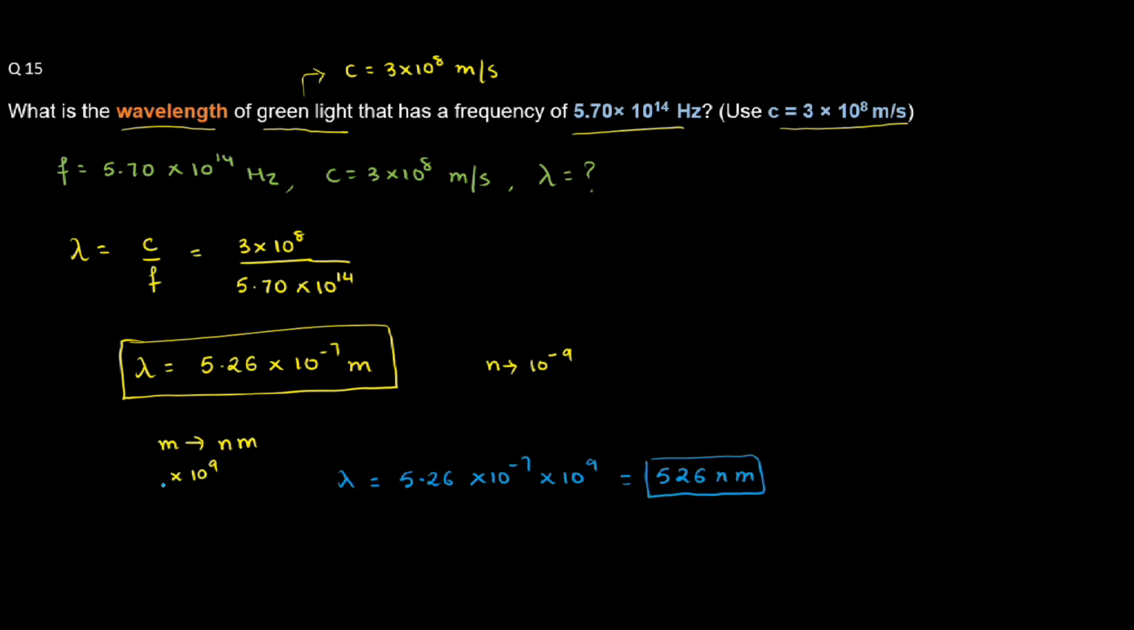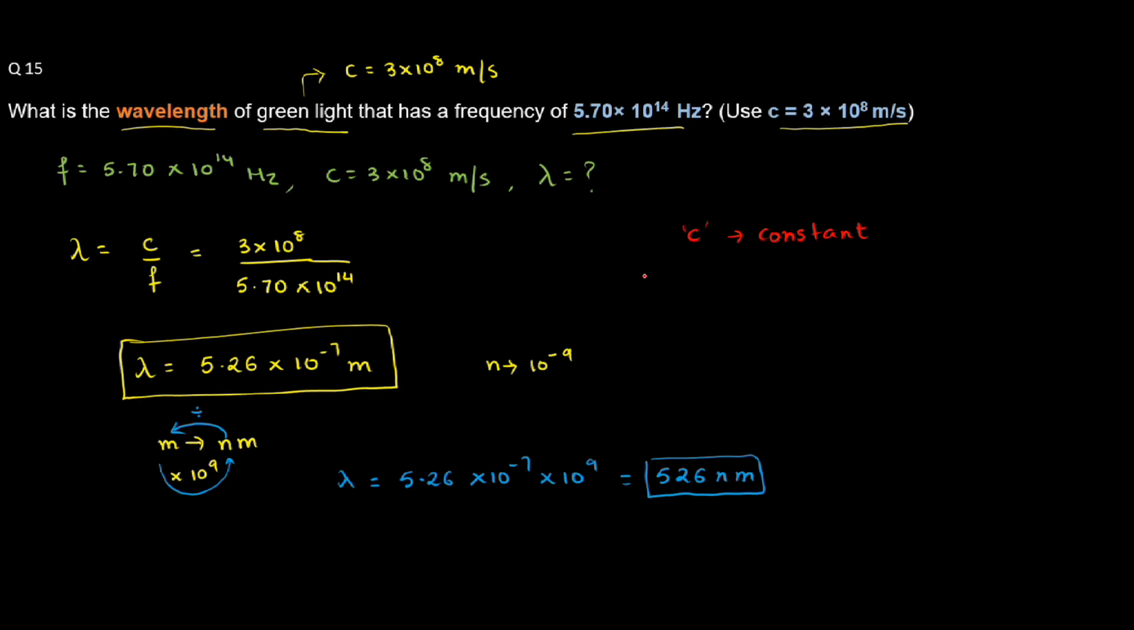So to convert from meter to nanometer, we multiply by 10 to the power 9. And if I wanted to convert from nanometer to meter, you will divide by that number. So the speed of electromagnetic wave c is a constant. This value remains the same for all electromagnetic waves.